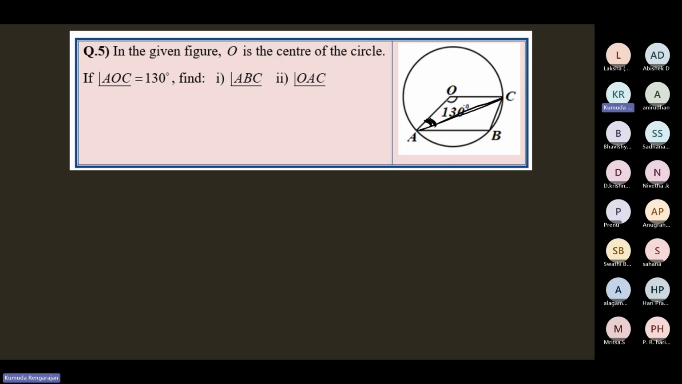Now, triangle OAC is isosceles because OA is a radius, OC is a radius. So it's isosceles, so the base angles are equal. This angle is equal to this angle. So 180 minus 130 is 50 degrees, 50 by 2 is 25. This is 25, this is 25. So angle OAC is equal to 25 degrees.